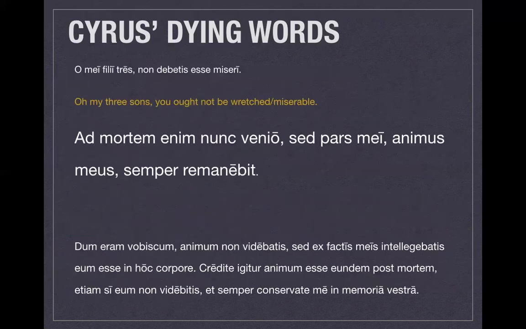Interesting. What's going on here? Ad mortem inem nunc venio. Okay, venio is first person singular. Pars mei. Pars just means part. Animus mea semper remanebit. Ad mortem. What does ad mean, guys? Think. It means to. So to death.